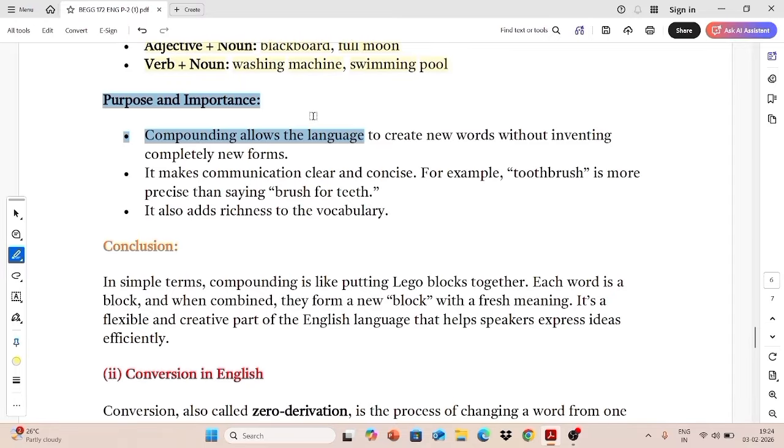So what is the purpose or importance of compounding? Compounding allows the language to create new words without inventing completely new forms. There is no need to form new words. If we compound the words that are already available, it makes the communication clear and concise. For example, toothbrush is more precise than saying brush for teeth. So it adds richness to the vocabulary. So compounding is basically that which helps us to create new ideas.